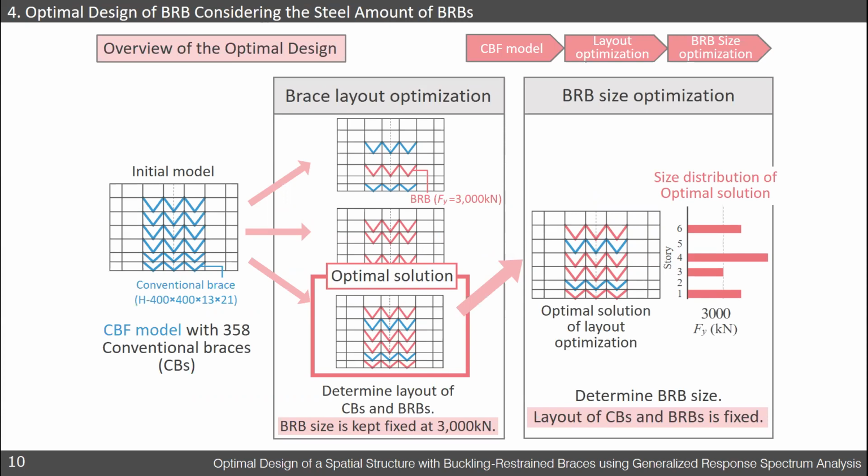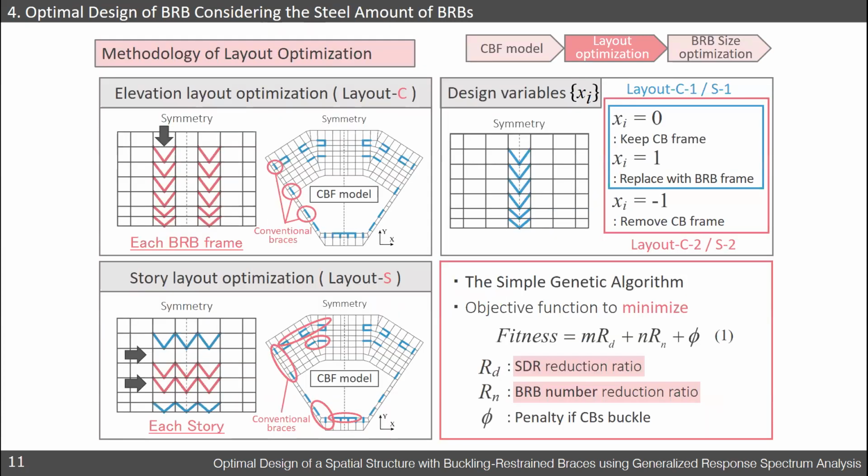For reducing design spaces, the brace layout was firstly optimized from the CBF model, and the size of BRBs was subsequently optimized. In the layout optimization, elevation type and story type optimization were considered. The simple genetic algorithm was adopted as an optimization engine, and the reduction ratio of the story drift and the number of BRBs was weighted and summed as a minimized fitness function. The buckling of conventional braces was considered as a penalty function. Please note that removal of CBs was allowed in the layout optimization.